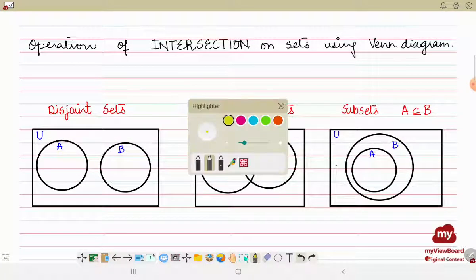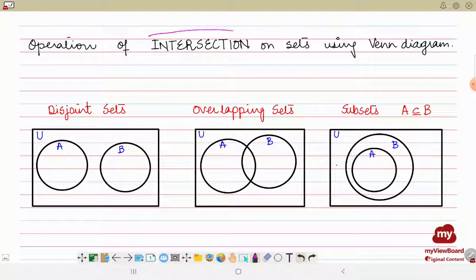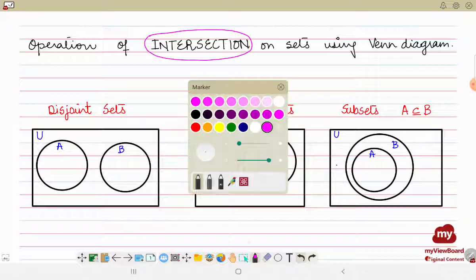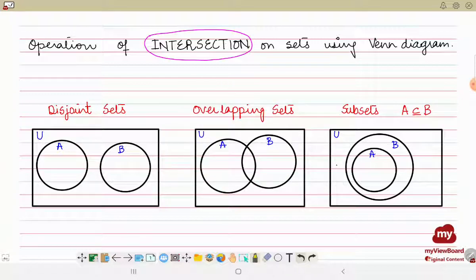Okay, now we'll move forward for the operation of intersection. Operation of intersection on the sets using Venn diagram, right? So we have three types of representation for Venn diagram. One, the set may be disjoint, maybe overlapping, or maybe a subset. So how we will represent intersection for these three Venn diagrams. Now, intersection means to just have the common elements, right?